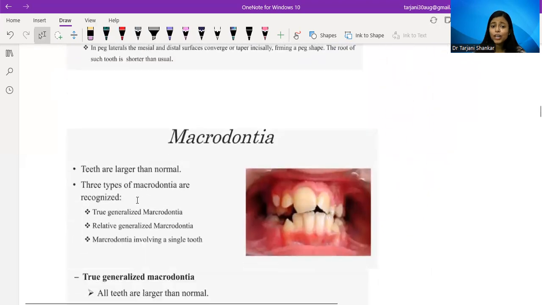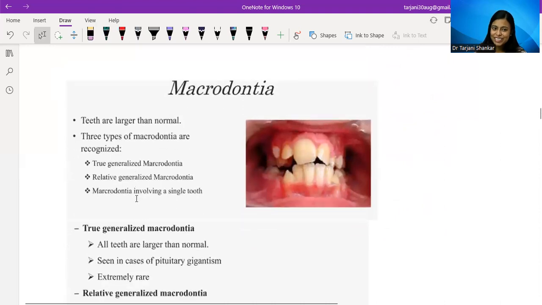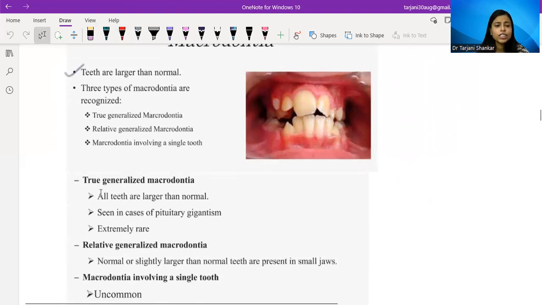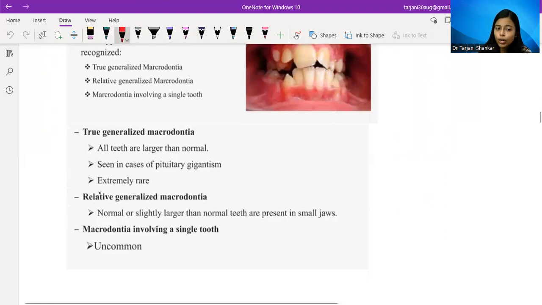Next is macrodontia. Now, as the word suggests, macrodontia means that the teeth would be larger than the normal size, correct? Now, there are three types of macrodontia. Again, true generalized, relatively generalized, and macrodontia involving a single tooth. Now, in true generalized macrodontia, all the teeth are larger in size. It is seen in pituitary gigantism. Microdontia was seen in pituitary dwarfism, right? And this is an extremely rare case.